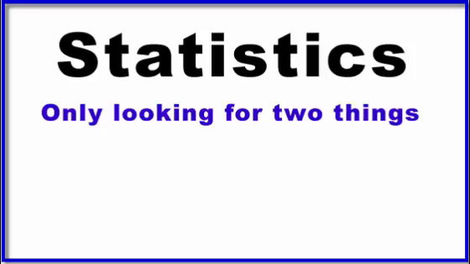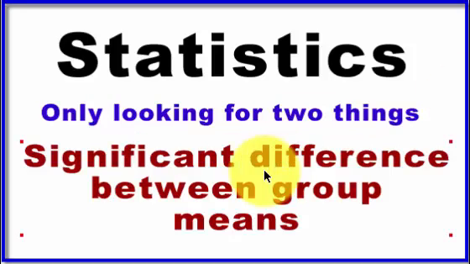More about statistics. The t-test is very, very important. It's like the grandfather of practically all the following statistics analyses. So remember that the t-test is like the grandpa. You're only looking for two things in all of statistics. One is a significant difference between the group means. The other one is a significant relationship between the variables. But we're going back to the difference between the group means here.